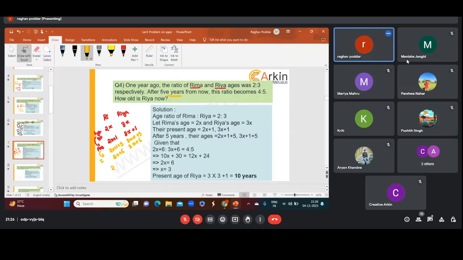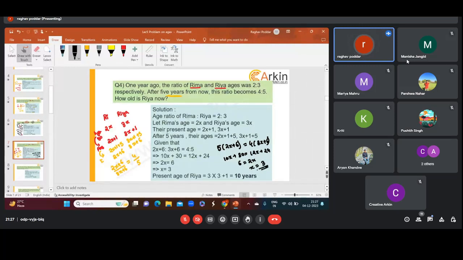The ratio 2x plus 6 upon 3x plus 6, that is equal to what? 4 upon 5. Now the most easiest part, cross multiply. So it will be 5 into 2x plus 6 is equal to 4 into 3x plus 6. 5 into 2 10x, 5 into 6 30, 4 into 3 12x, 4 into 6 24. You take 24 this side, 10 this side. So 30 minus 24 6 is equal to 2x. So value of x is equal to 3.